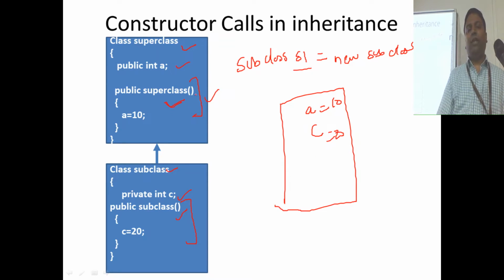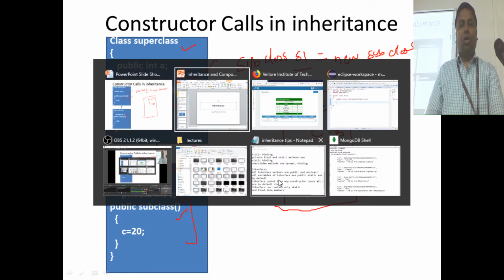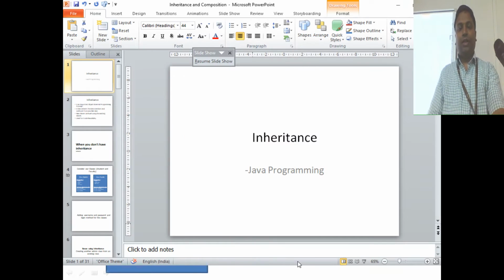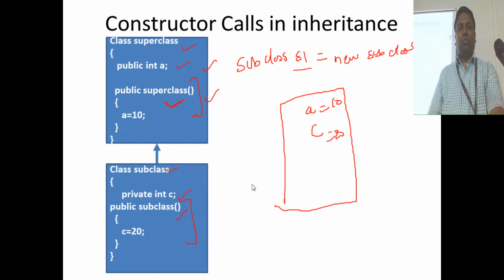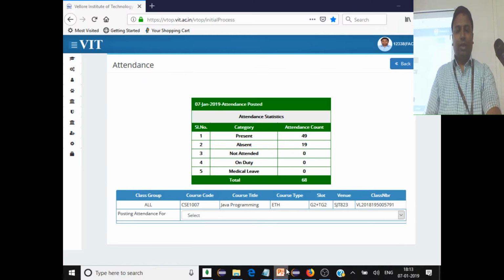So when you have a hierarchy of inheritance, what happens is the superclass constructor gets executed first, next the subclass, and then the other classes in the hierarchy. So we will see this with some coding examples. Order of constructor calls in inheritance. So let's go and code this one.